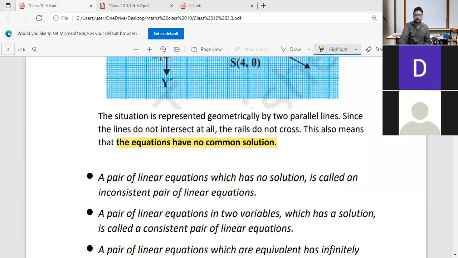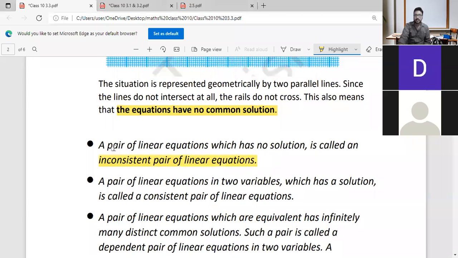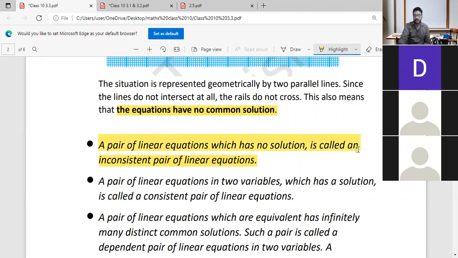Now see, a pair of linear equations which has no solution is called an inconsistent pair of linear equations. Clear? It is important. This definition is not likely to be asked in the exam, such as what you mean by an inconsistent pair of linear equations. But instead you may be asked in the question what is the peculiarity of these two linear equations. In such cases, you can give this point. Whatever be the case, you should learn it. I don't want you to memorize it by heart, but you should understand it.